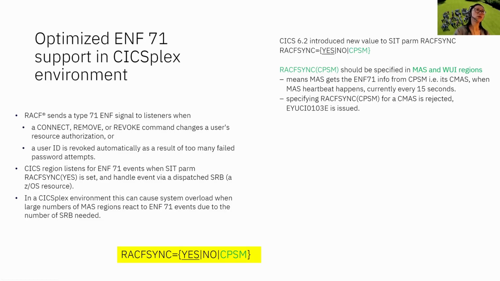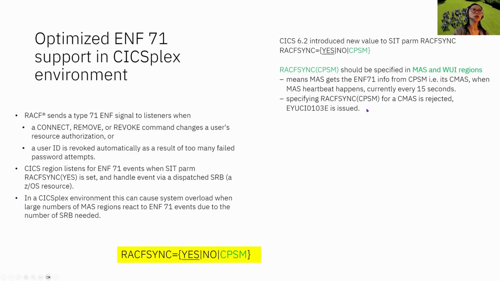So for those MAS regions with this setting, they will not act on the ENF71 instantly. It will happen when the CMAS-MAS heartbeat happens, and then they get that from the CMAS. So if you still want a MAS region to act very quickly, you can still use RACFSYNC equals YES on those MAS regions you think it is necessary for.